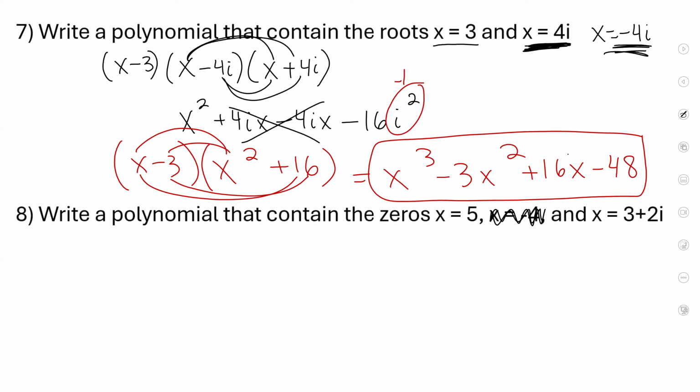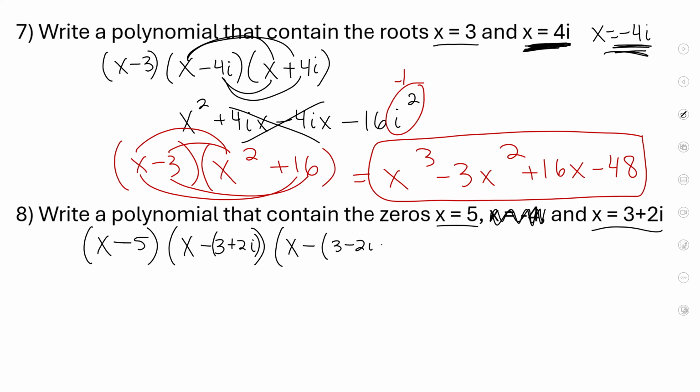Okay, so the factor for this one is x minus 5. The factor for this would be x minus 3. Let's put this in parentheses, plus 2i. And you also have to do the conjugate. That'll be x minus 3 minus 2i. Because remember, the other solution is 3 minus 2i. And then we can simplify this. So this is x minus 3 minus 2i. And this one is x minus 3 plus 2i. So let's go ahead and multiply.